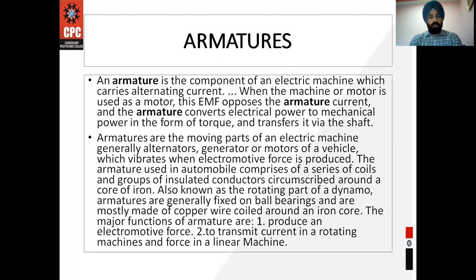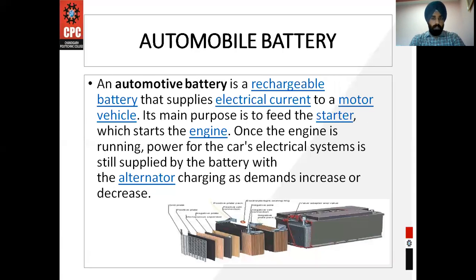The armature used in automobile comprises of a series of coils and groups of insulated conductors circumscribed around a core of iron, also known as the rotating part of a dynamo. Armatures are generally fixed on ball bearing and are mostly of copper wire coiled around an iron core. The major functions of armature are to produce an electromotive force to transmit current in a rotating machine and force in a linear machine.